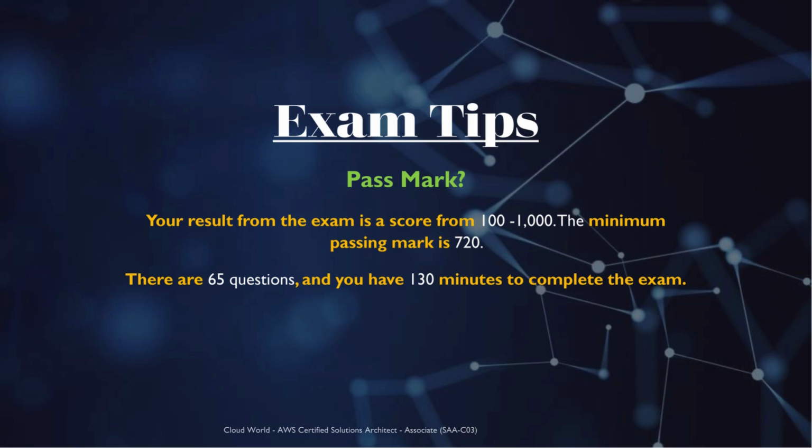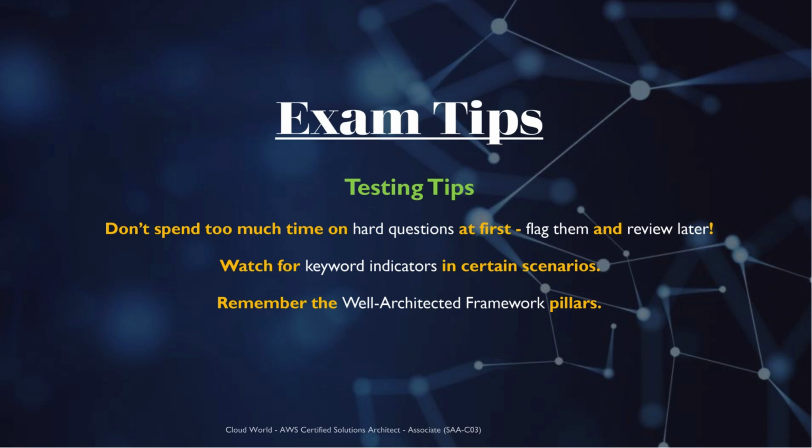Now, let's move on to our exam tips. So what does it take to pass? Well, your result on the exam is going to be a score from 100 all the way to 1000. The minimum pass mark is 720. So as long as you score 720 points out of 1000, you officially reach this certification. There are 65 questions, and you're going to have 130 minutes to complete the exam, so be sure to pace yourself correctly.